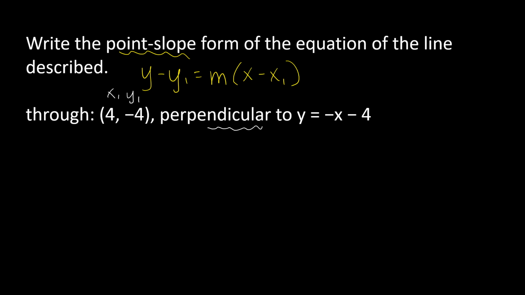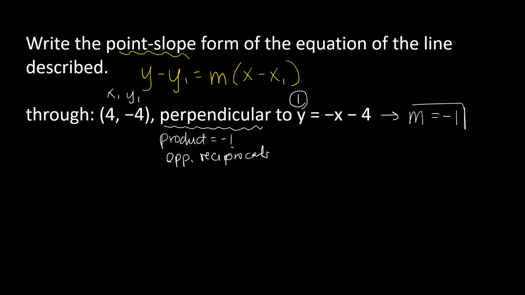So they give us the point (4, -4), so that's my x1, y1. And this time, it's going to be perpendicular to the equation y equals -x minus 4. So remember, perpendicular means the slopes have a product equal to -1, and they are going to be opposite reciprocals. So equation number 1, I can easily identify the slope because it's in slope-intercept form. So my m is going to be -1.